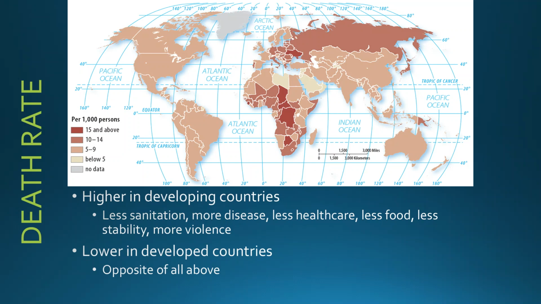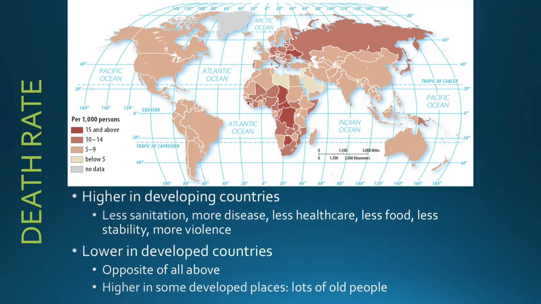In the United States, we have a pretty good sanitation system. We have less disease, and we'll talk about different types of disease and how that changes when we get to the second half of this lecture. More access to healthcare, more food, less food insecurity, more politically stable, and less violence.